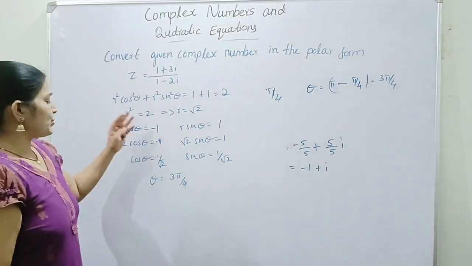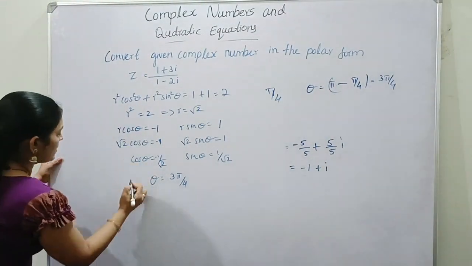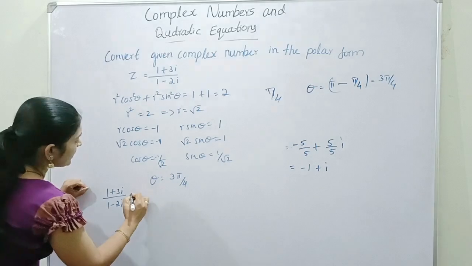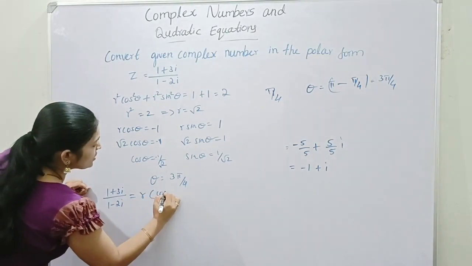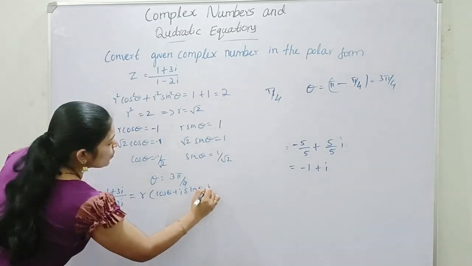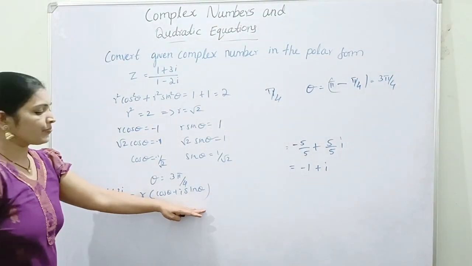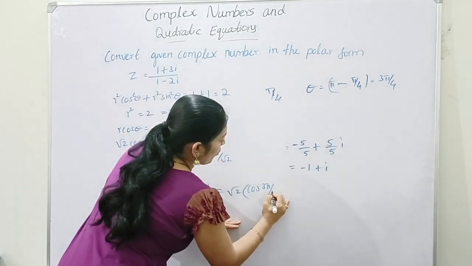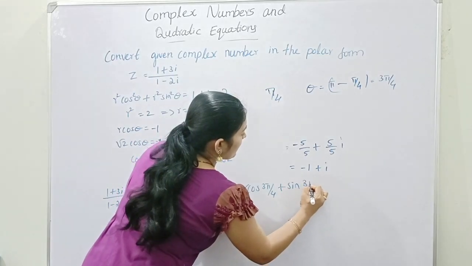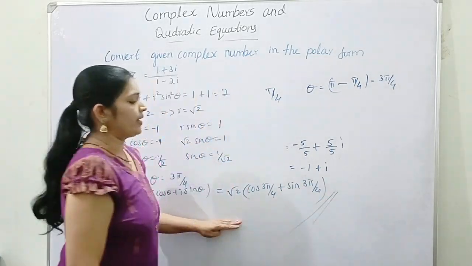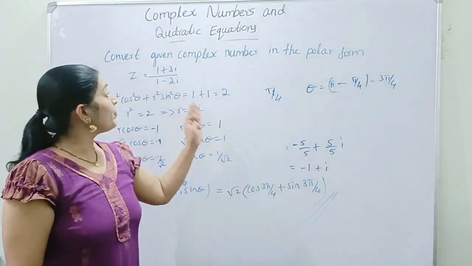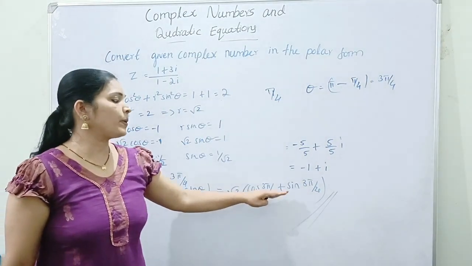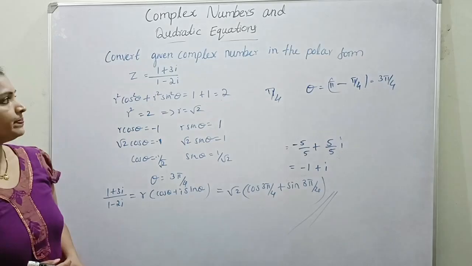Now let us substitute here. So what is our polar form? (1 plus 3i) divided by (1 minus 2i), the given complex number, is equal to r into (cos theta plus i sin theta). Now substitute r and theta values. That is root 2 into (cos 3 pi by 4 plus i sin 3 pi by 4). It is the polar form of the given complex number. Root 2 into (cos 3 pi by 4 plus i sin 3 pi by 4). That's all.